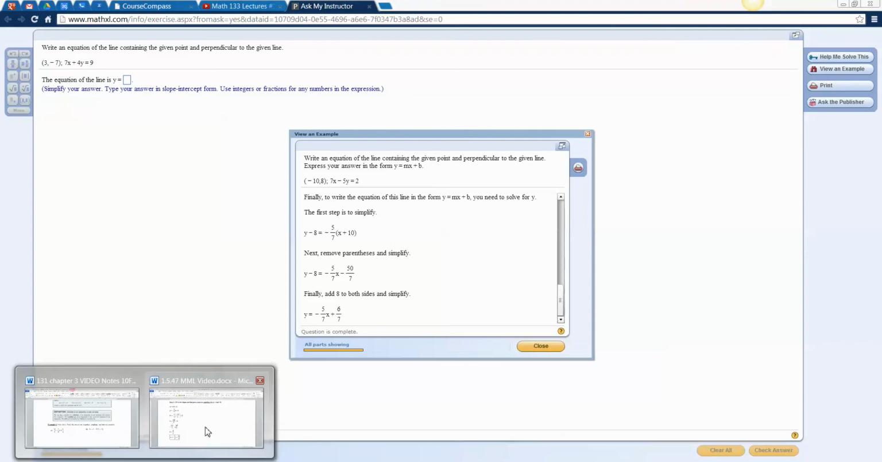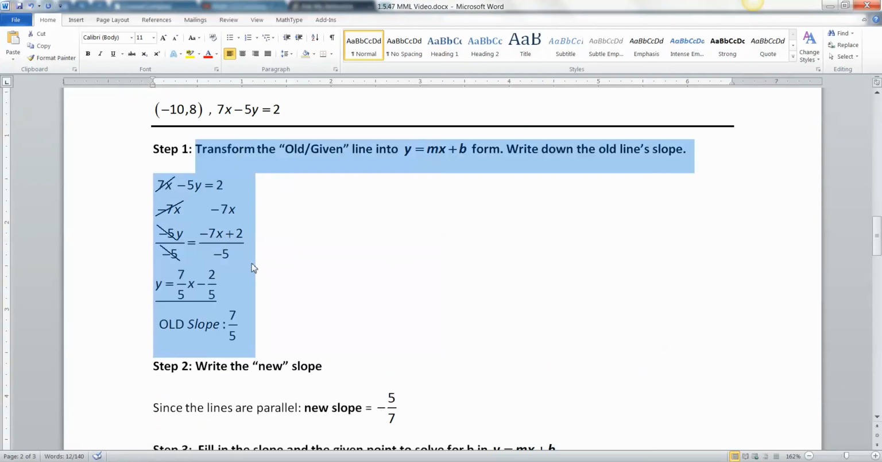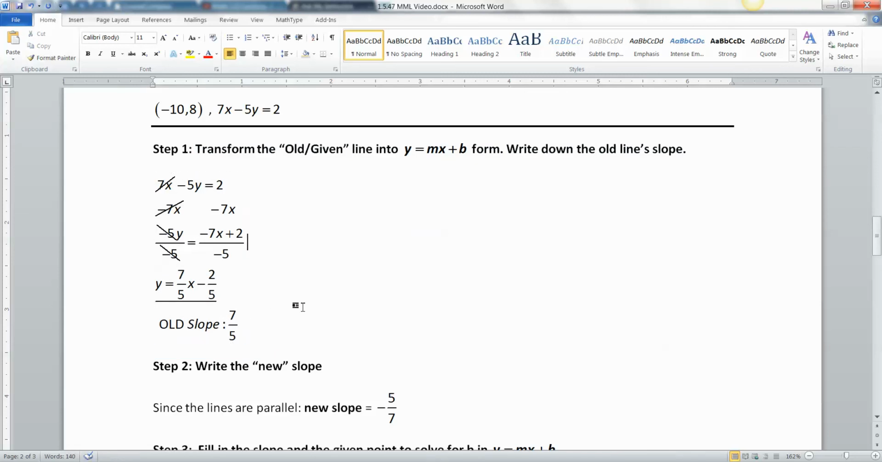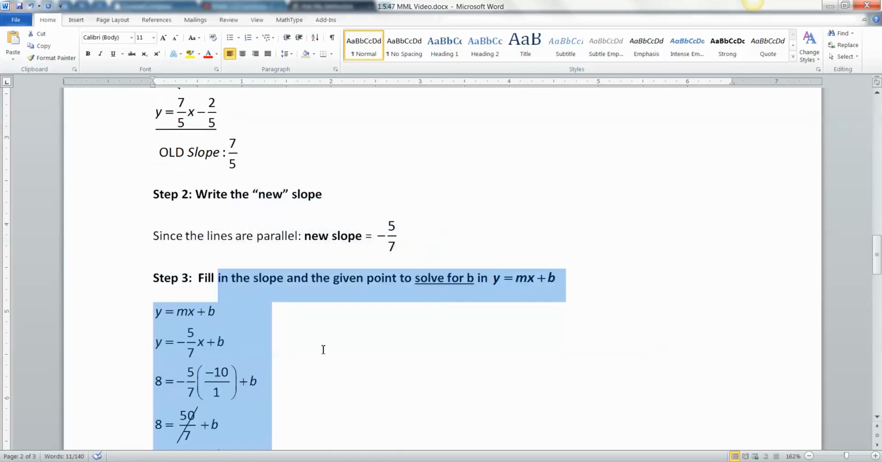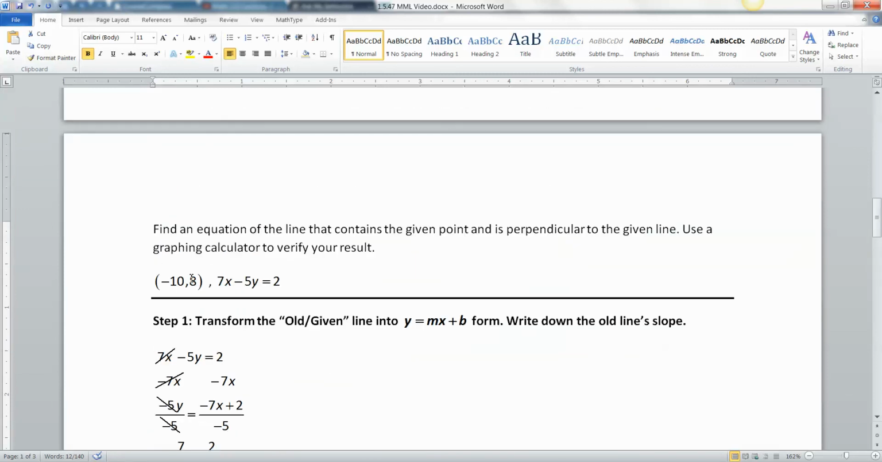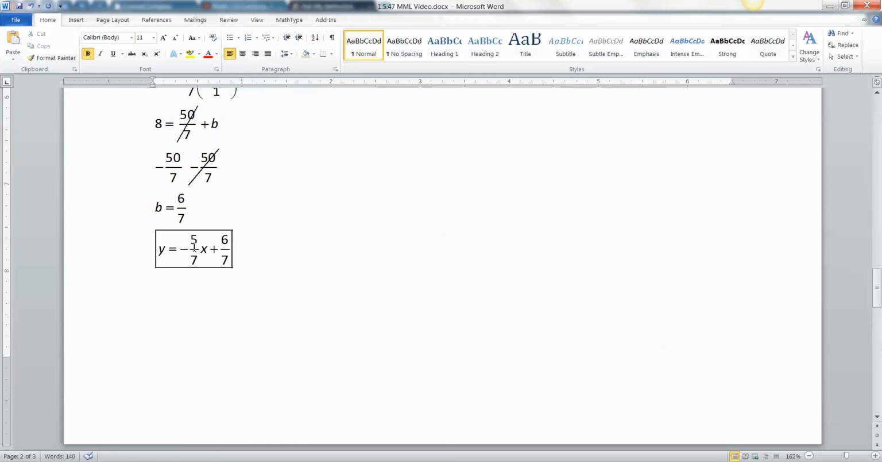Cool. All right, so hopefully that made sense. You transform the old equation, find the slope of it. That's what you're really interested in. Then you figure out your new slope, and then you substitute that into y equals mx plus b along with the point they gave you. And then you have to solve for b, and that might involve some fraction work with your calculator. And then you write the answer when you're all done. All right, hope that helps.